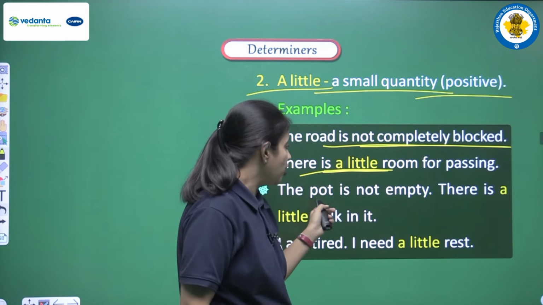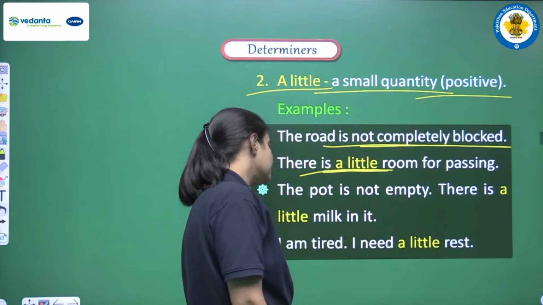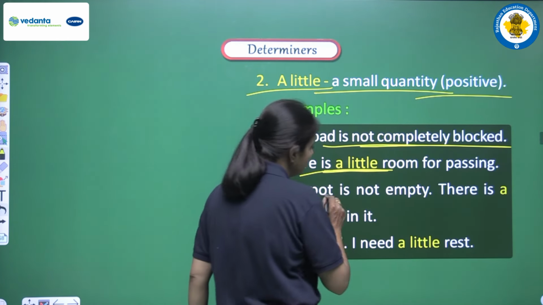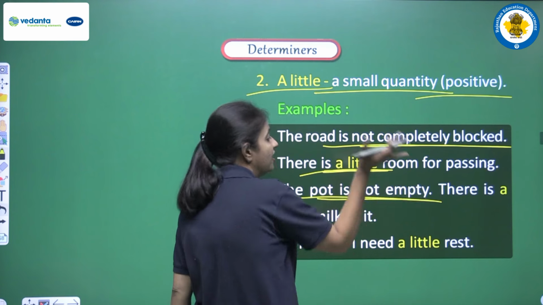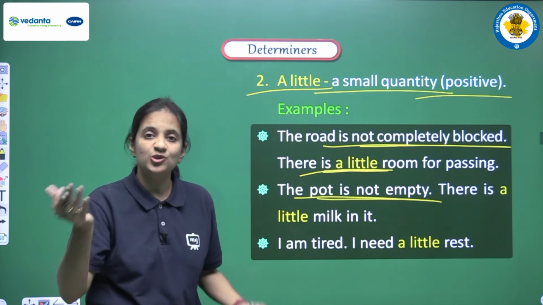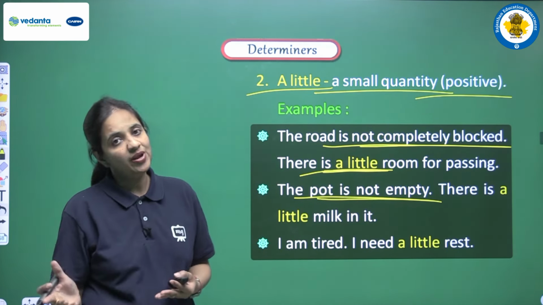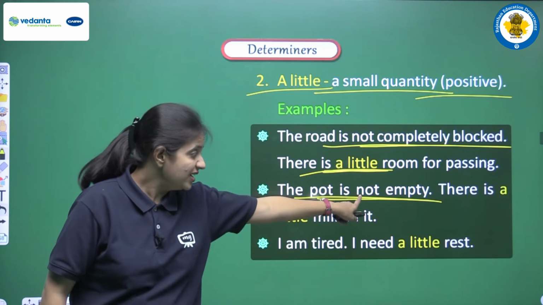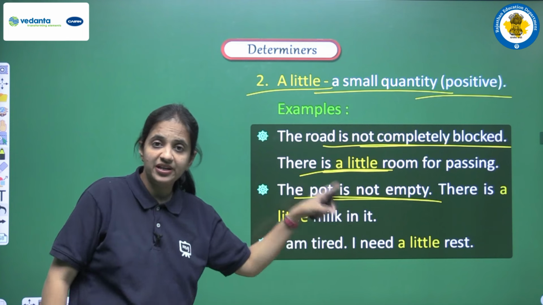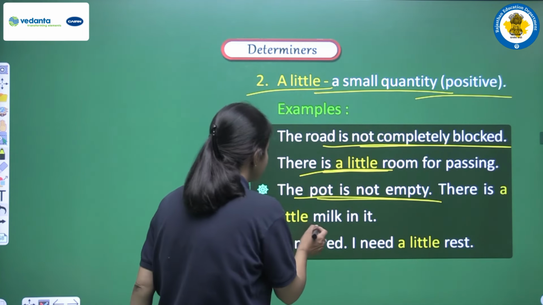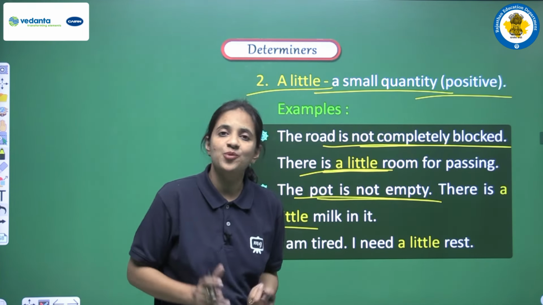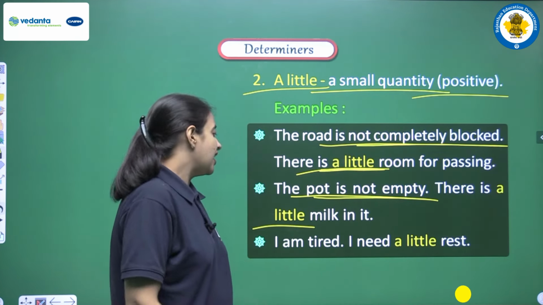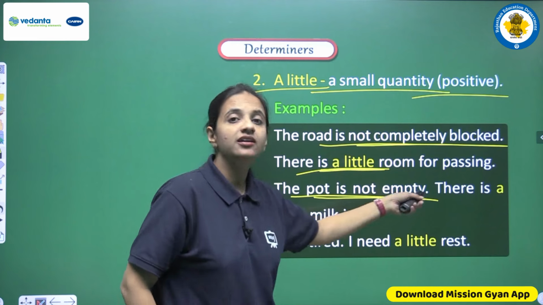Next is, the pot is not empty, there is a little milk in it. So now we are saying first of all that the pot is not empty. Okay, अब वो empty नहीं है, it means उसमें थोड़ा milk तो है. अगर बिल्कुल भी milk नहीं होता तो हम कहते हैं कि yes the pot is empty. But now we are saying that the pot is not empty, it means that yes there is a little milk in the pot. Okay.